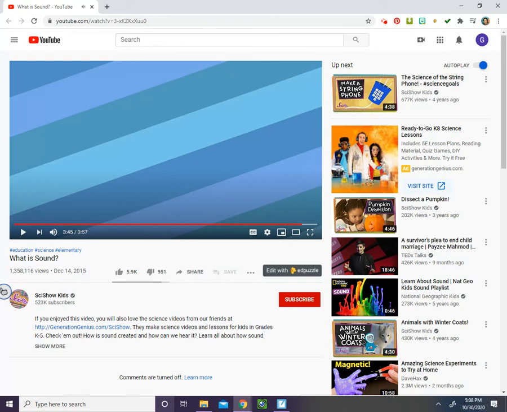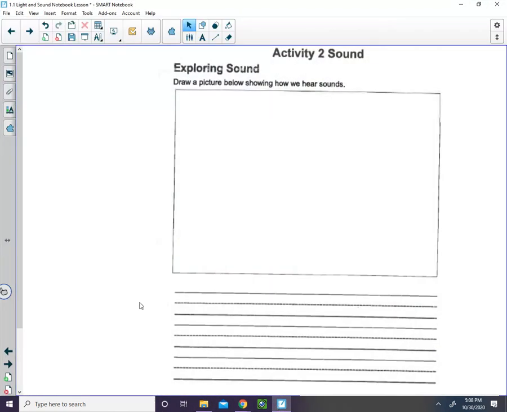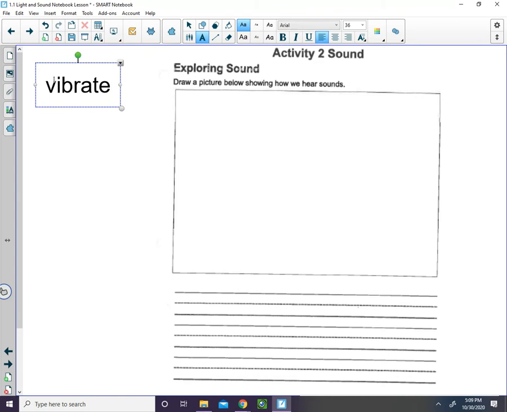So we are going to look in our packet, and we are going to do page 3 today. The big word that we need to remember is vibrate. Everyone say that with me, vibrate. We hear sounds because they vibrate.